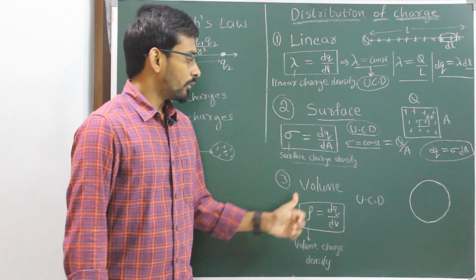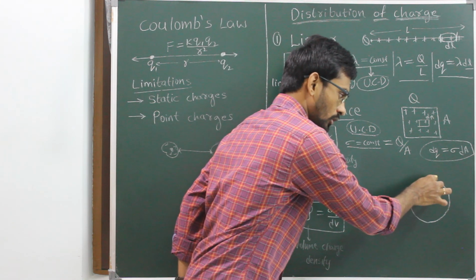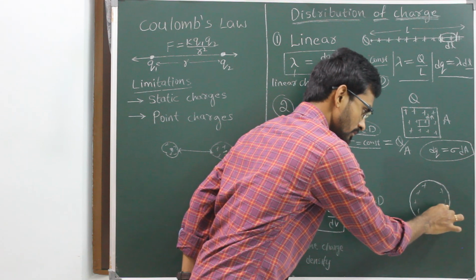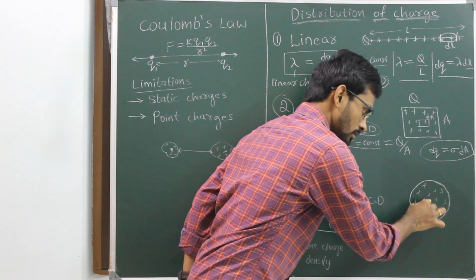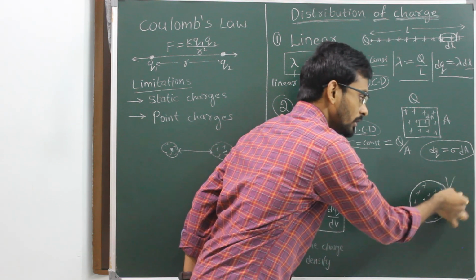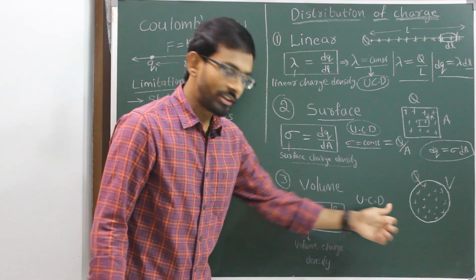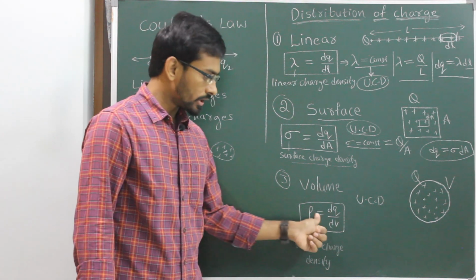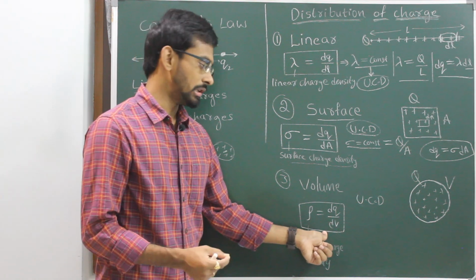The next case, when charge is distributed over a volume, that is, let us say this charge is distributed throughout this volume. So throughout the volume, the charge is distributed, let us say the charge is Q. Now in this case, we define a term called volume charge density, that is rho = dq/dV, that is charge per unit volume.